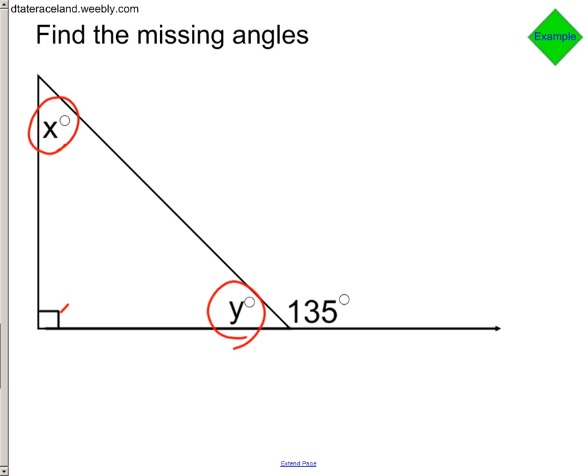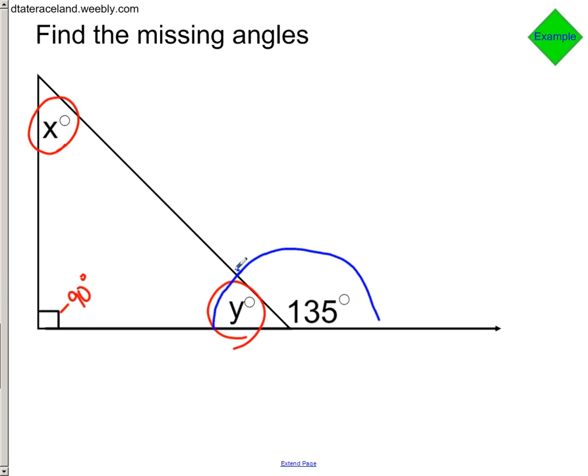We know that all the angles in a triangle equal 180 degrees. I know that this angle is 90 degrees, but I'm missing two angles. So I can't just magically come up with the other two angles. Now we have to look elsewhere and figure out what's been given to us. I see that I have an angle here that's 135 degrees, and it's sitting right next to angle y.